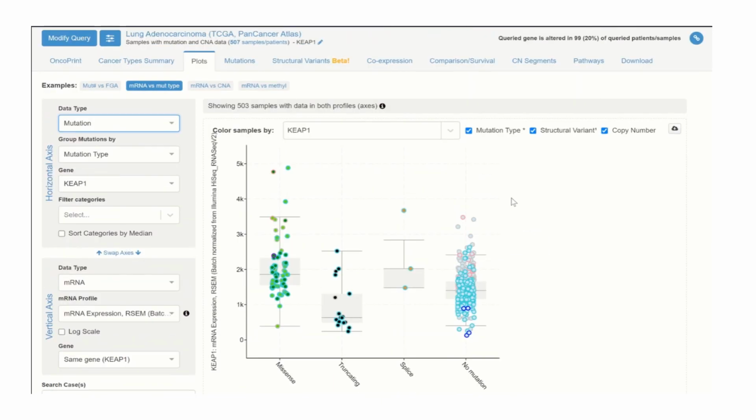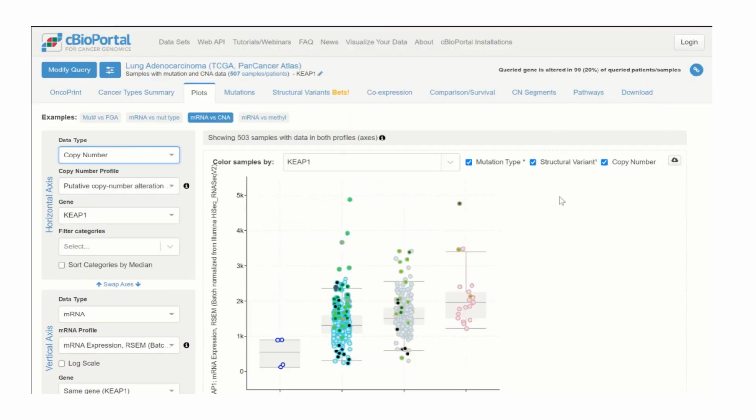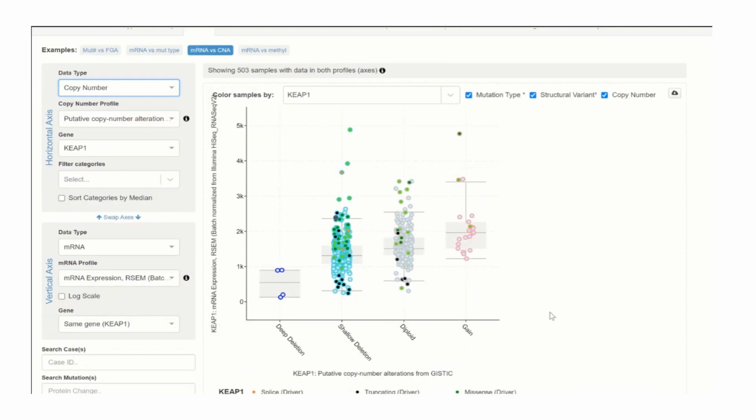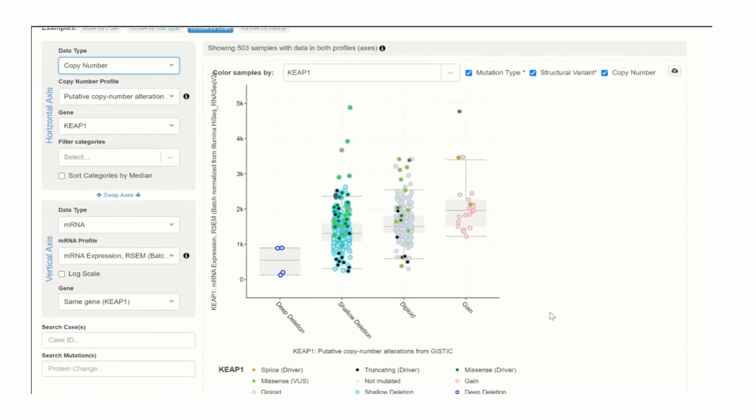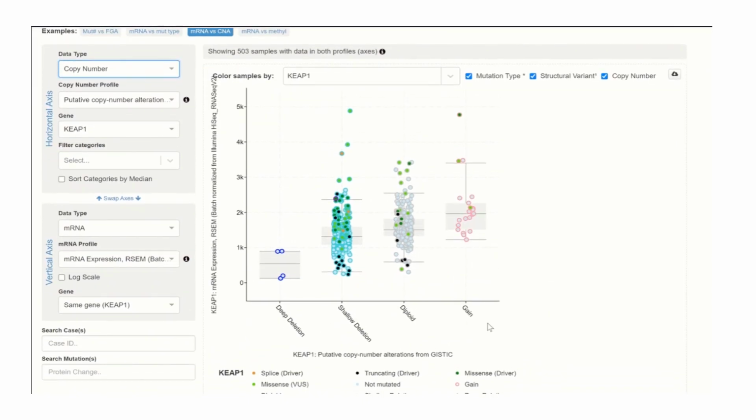Then another thing we can look at is mRNA expression levels based on what type of copy number alteration the gene has. So instead of selecting mutation here, we can select copy number, which will load a new plot. Then if you scroll down, you can see the different types of copy number alterations here and mRNA expression levels here. Now, as we can see, this is quite logical because deletions have lower expression levels compared to diploid and gain copy number alterations, which makes sense.